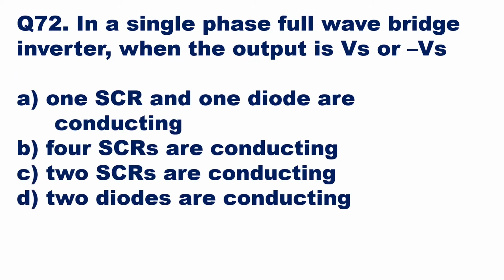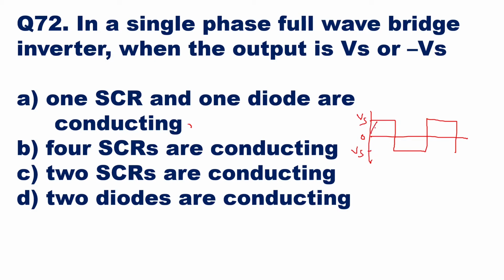Then we'll go to question number 72. In a single phase full wave bridge inverter, when the output is Vs or minus Vs, option A, one SCR and one diode are conducting; four SCRs are conducting; two SCRs are conducting; two diodes are conducting. Now here in a full wave bridge inverter, for one half cycle we obtain the output. So if you show the output like this, this is the zero line, this is Vs, this is minus Vs.